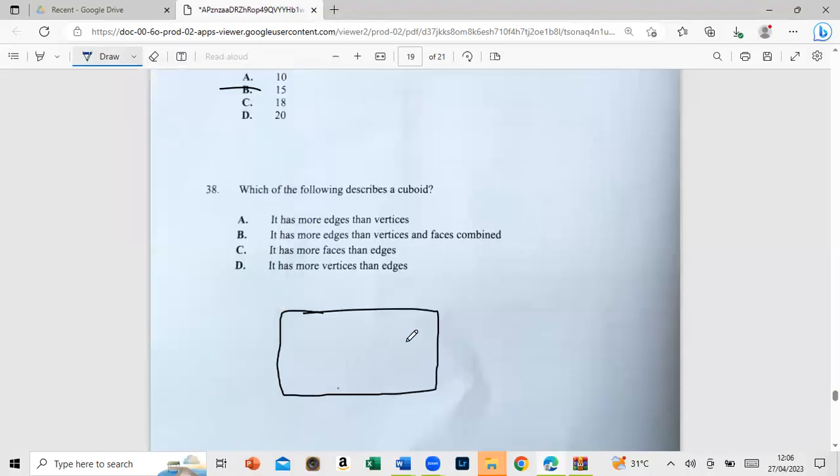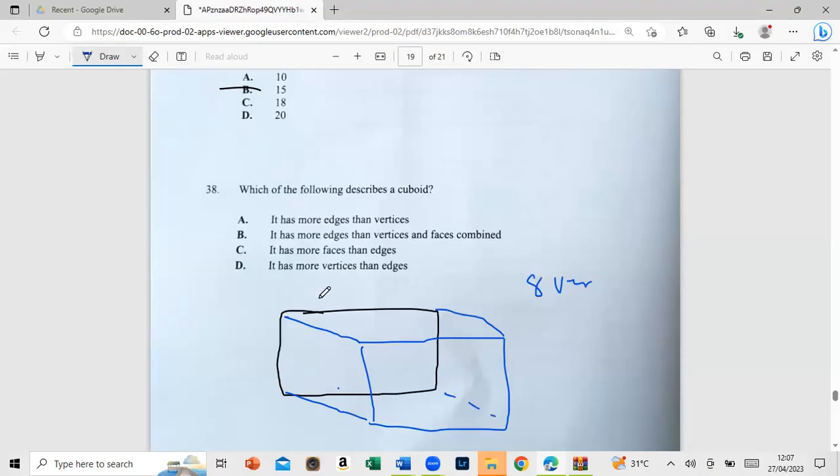Alright, so this is what it looks like. The vertex means where the two lines meet. So we have 1, 2, 3, 4, 5, 6, 7, 8. So it has 8 vertices. It has more edges. Yeah. So the edges now are these 1, 2, 3, 4, and we have 4 down there. So 8 plus another 4, so it has 12. Let me just continue.